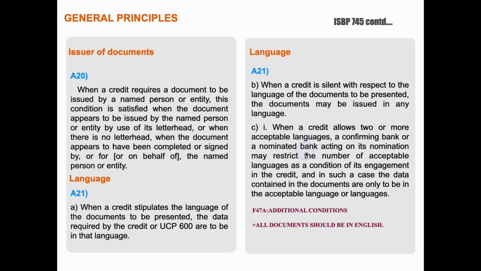In similar case, let's say if the nominated bank wants to restrict the acceptable languages in the documents prior to negotiation, they can restrict the same. But if they fail to do the same, then they have to accept and examine the documents in all the acceptable languages as per LC. So first one, if LC is silent, then the documents can be of any language. But as per this case, if the LC restricts the languages of documents, then the documents have to be of that language. But in this case, the confirming bank or the nominated bank is having an option to restrict the languages of the LC which they are receiving, provided they are having an internal policy.